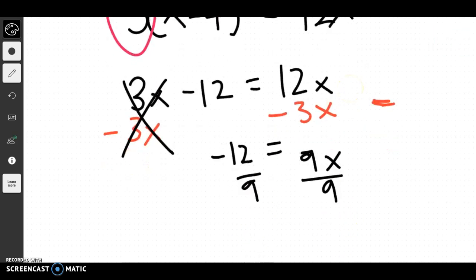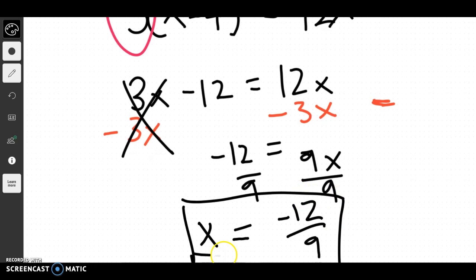Now in this one, you'll notice that we didn't get a whole number, but that's okay. We will just leave it as a fraction for our final answer. Let's do one last problem.